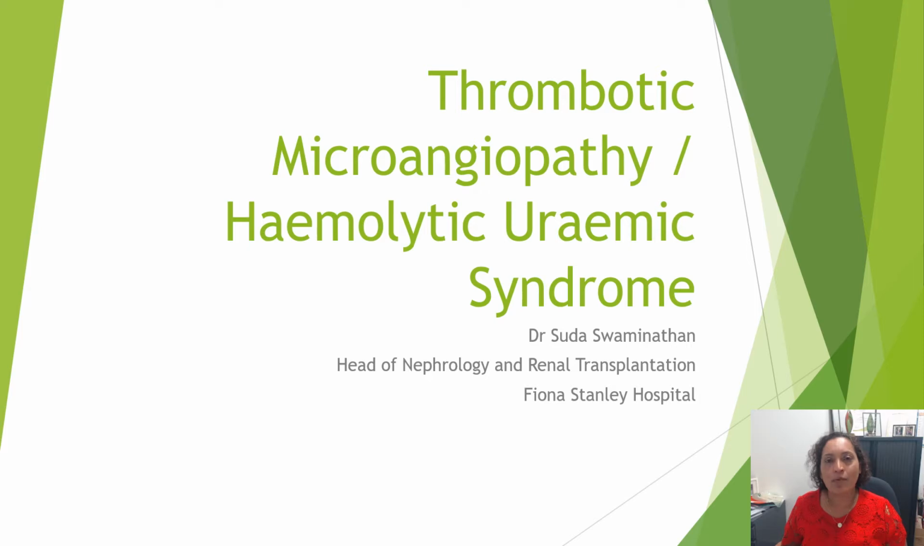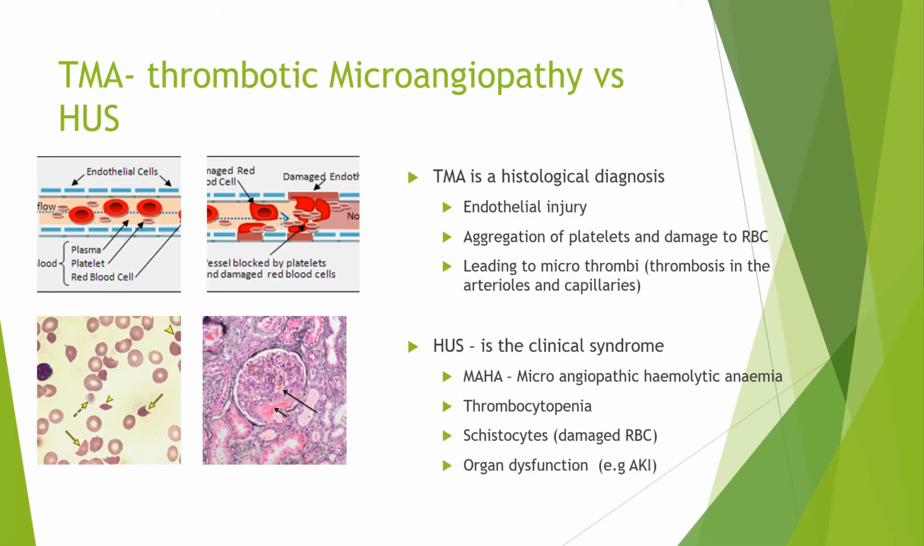In this talk, I'm going to explain the basics of thrombotic microangiopathy and hemolytic uremic syndrome and how this syndrome affects the kidneys. TMA, or thrombotic microangiopathy, is a histological diagnosis. It consists of endothelial injury, aggregation of platelets to the endothelium, and damage to the red blood cells, which leads to microthrombi in the arterioles and capillaries.